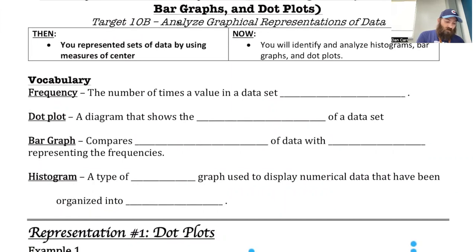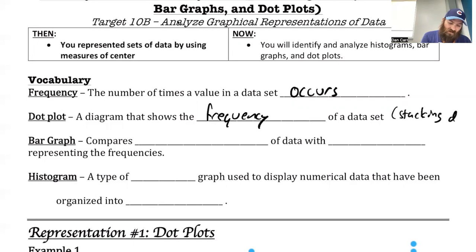Frequency. That is the number of times a value in a data set occurs. Okay. Dot plot. That is a diagram that shows the frequency of a data set. And it's basically, we are stacking dots to do that. Okay. A bar graph is one that compares categories of data and uses bars to represent the frequencies. Okay, so when I talk about bars, I'm talking about like this, and then like shades in.